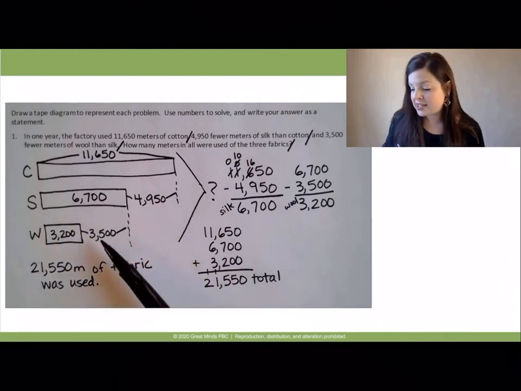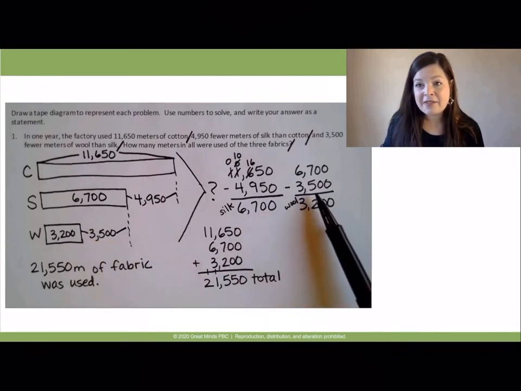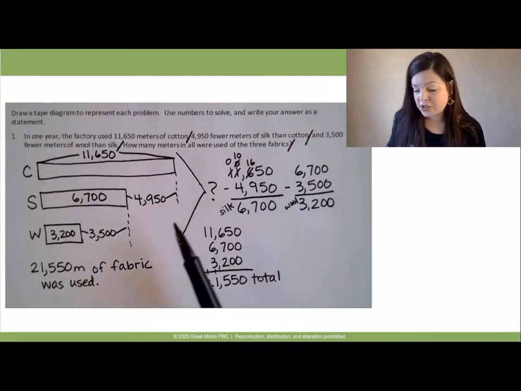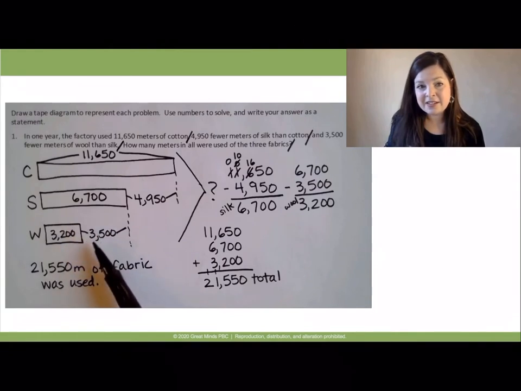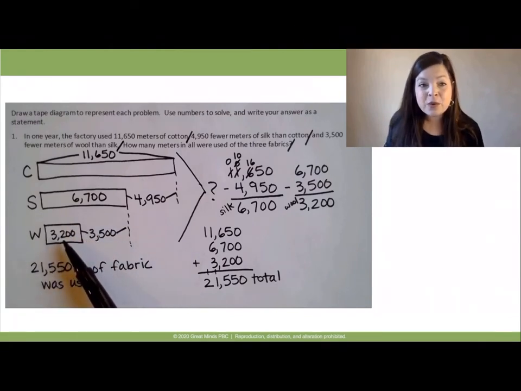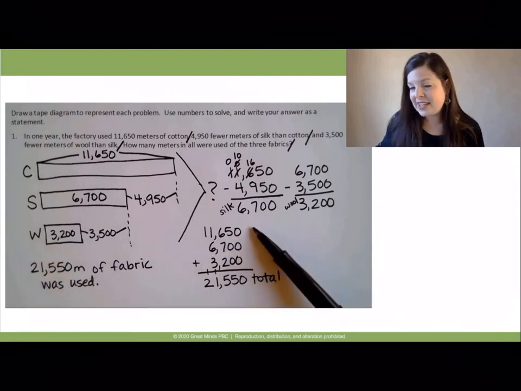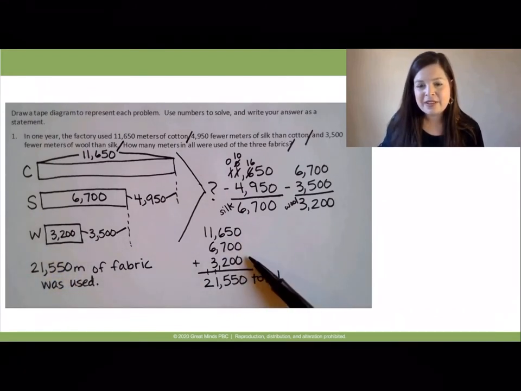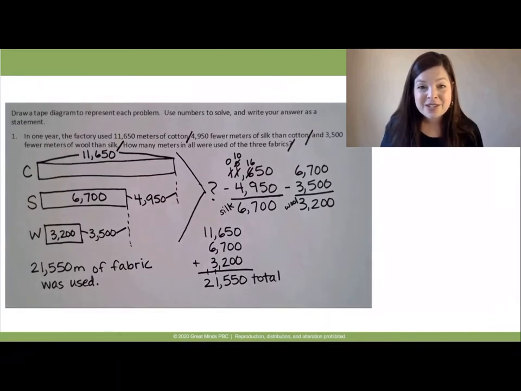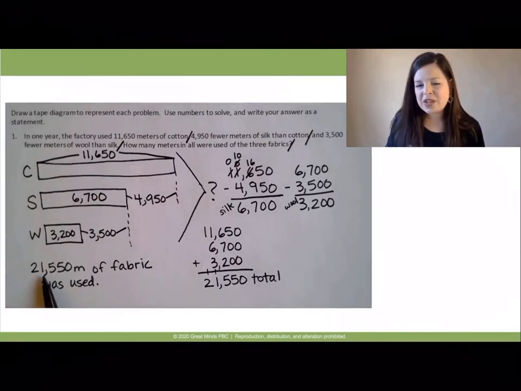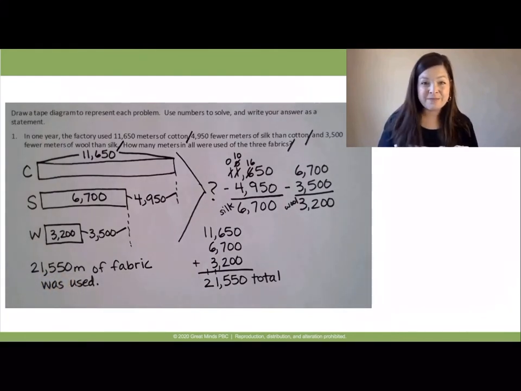Then I subtracted 3,500 from 6,700, as we can see here, so that I could find the amount of wool that was used, which was 3,200 meters. And then finally, I just added up the amounts of the 3 fabrics to get the total. Now, how can we know if 21,550 meters of fabric is a reasonable answer?